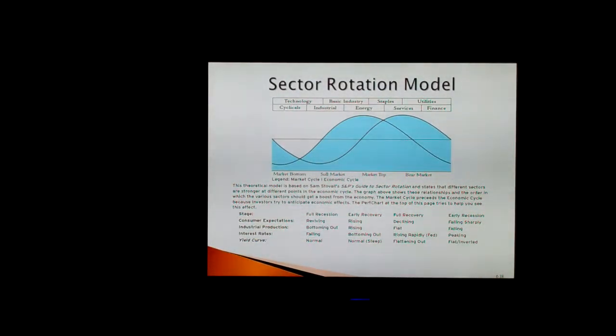So they did empirical studies on this and said that when you're at this part of the economy, this is what you should be buying into. Pretty neat graph, actually.